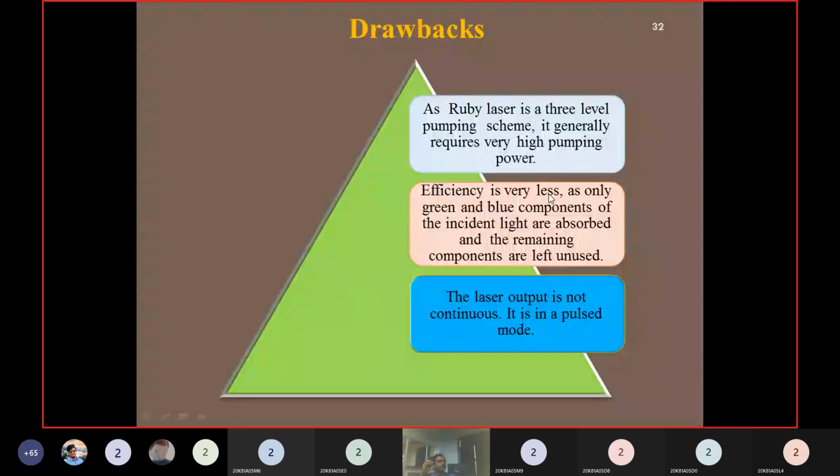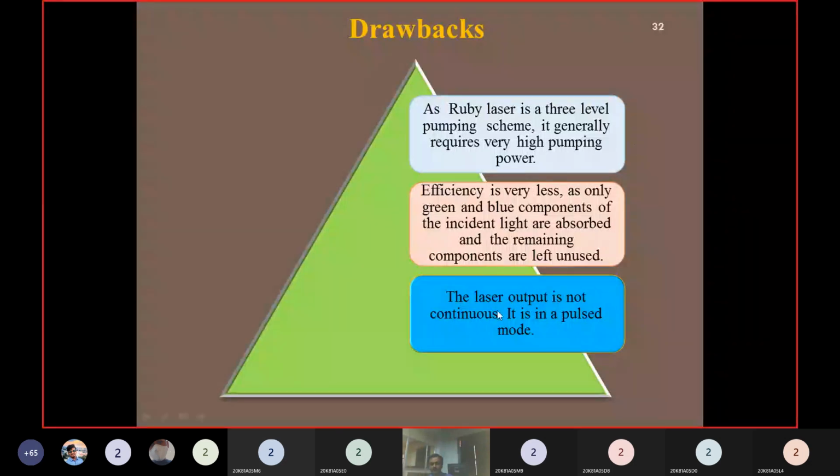Okay, now next one is the efficiency is very low. Why is efficiency very low? We are supplying white light here, and in that white light it absorbs only two colors. It absorbs only green and blue color. Total 7 colors will be there in white light, so the remaining 5 colors will be wasted. Okay, so only two colors are absorbed. That's why its efficiency is very low.